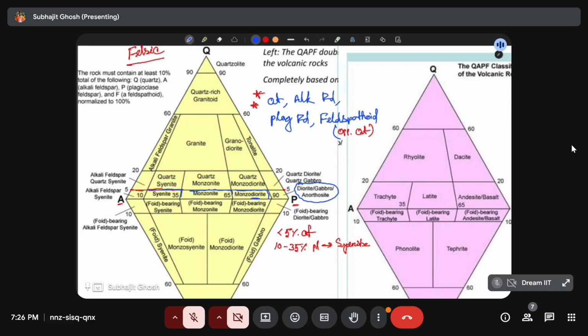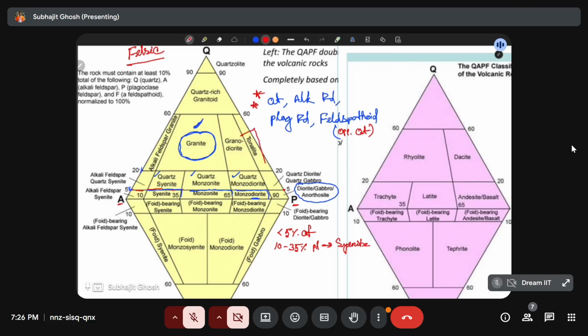Okay, if the amount of quartz increases from 5% to 10, every name will be same. Just quartz will be added to the name. So it will be quartz syenite, quartz monzonite, quartz monzodiorite. And this granite one, this is so basic that where granite lies with how much percentage you have to remember this granite. Okay, so I was just talking about this tonalite.